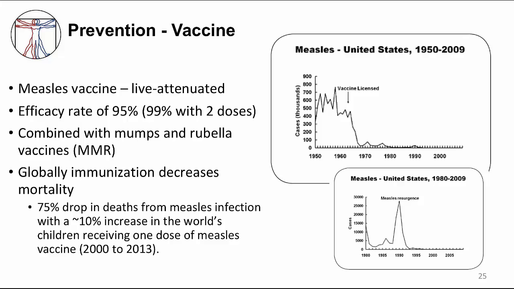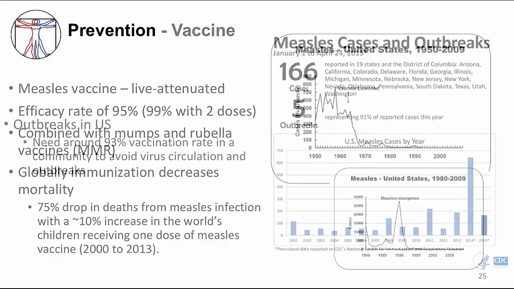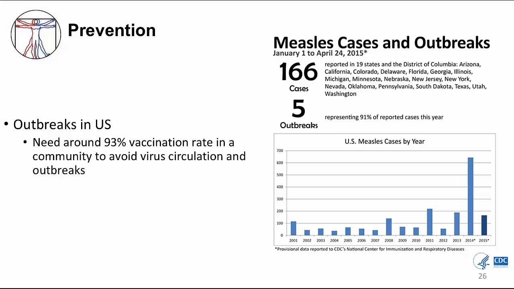Measles immunization is also effective at decreasing mortality from measles. A 75% drop in deaths occurred with about a 10% increase in the world's children receiving 1 dose of measles vaccine. Now, people traveling to areas with endemic measles can be infected and bring measles infection home, potentially starting an outbreak. Outbreaks can be prevented if the local community maintains at least a 93% measles vaccination rate. If it's lower, then measles virus can begin circulating and infecting susceptible people.